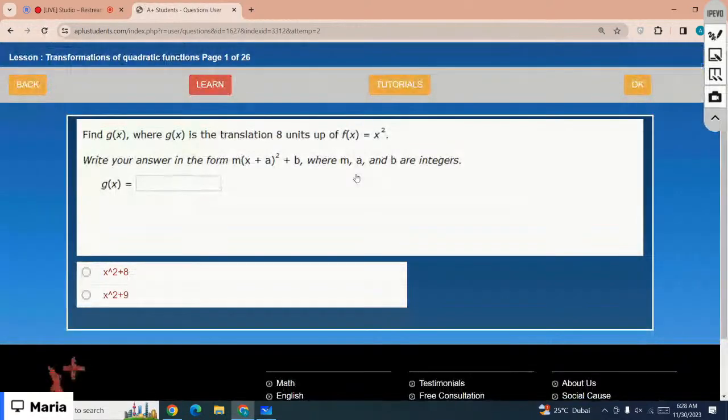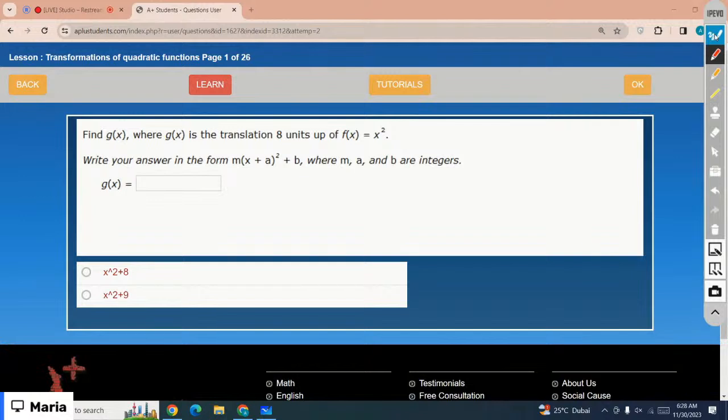Find g of x, where g of x is a translation of x units up of f of x, where f of x equals x square. Write your answer in the form m times (x plus a) whole square plus b. You are given here that a is the translation for right and left, and b is the translation for up and down, right?